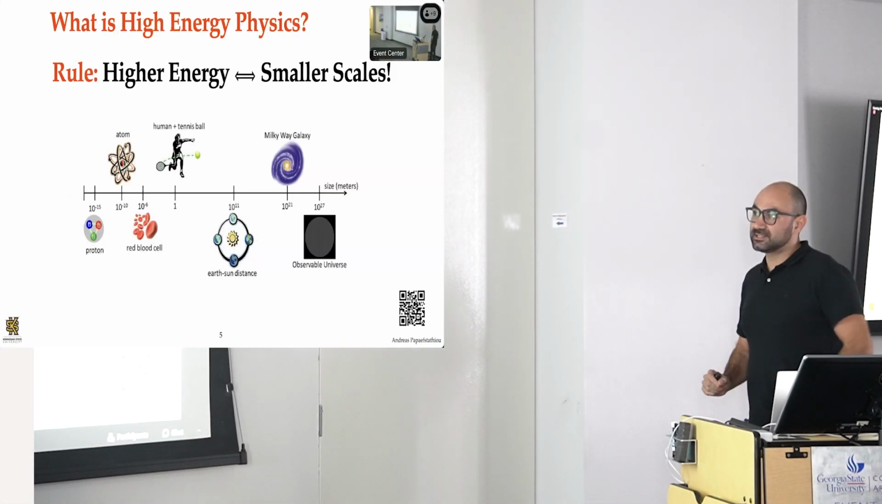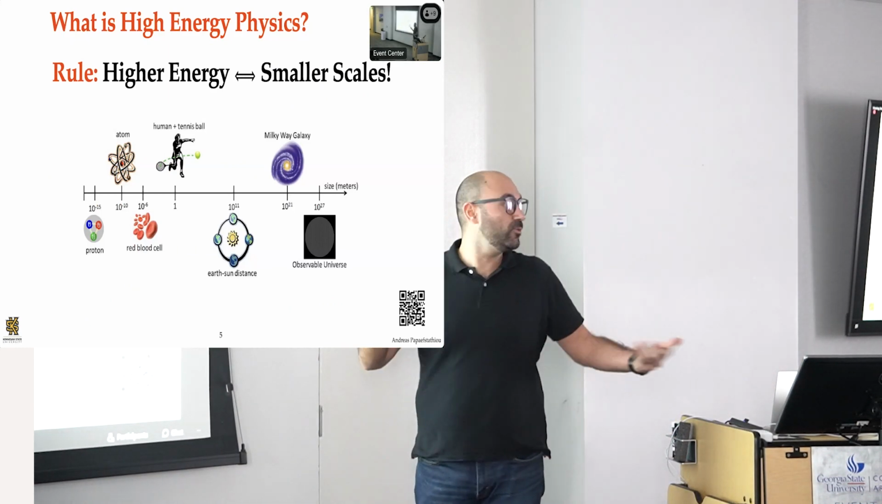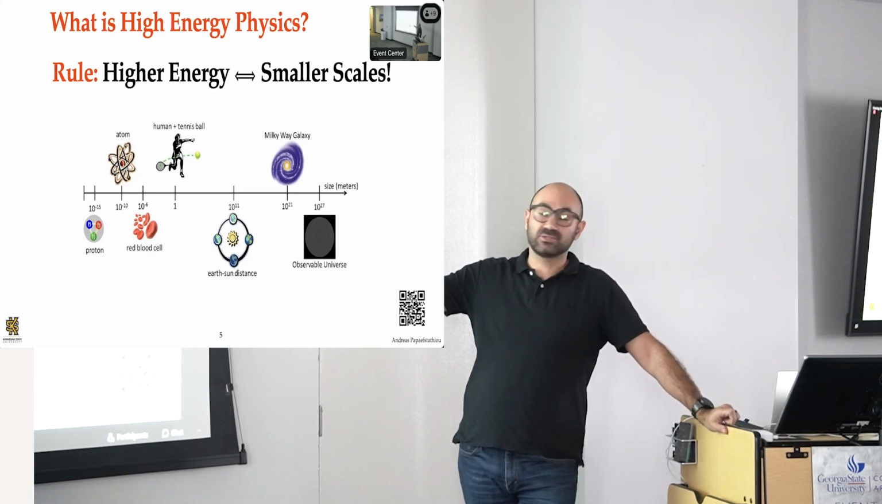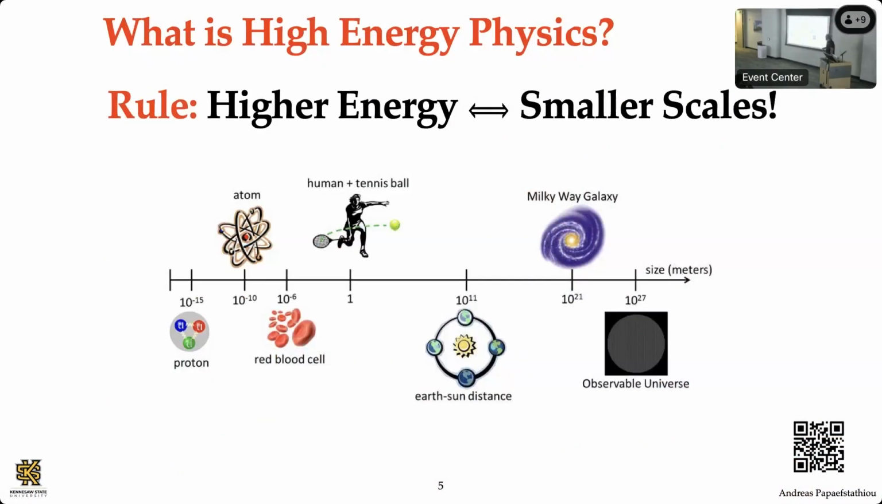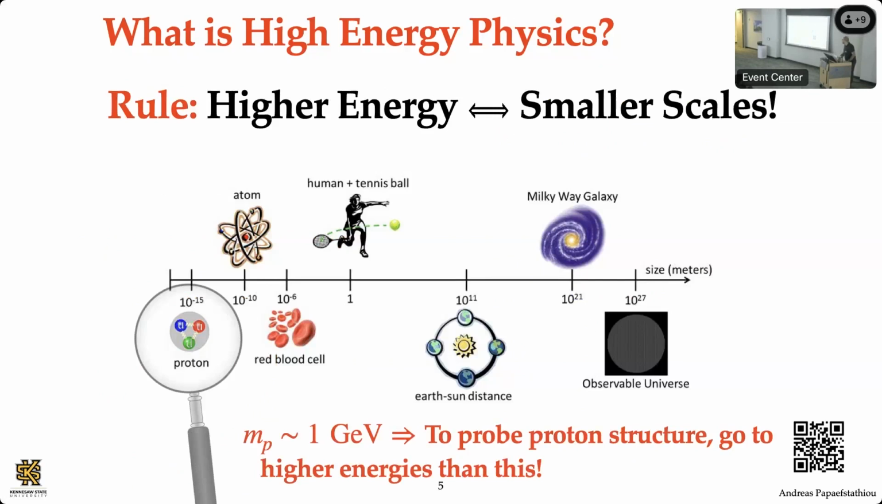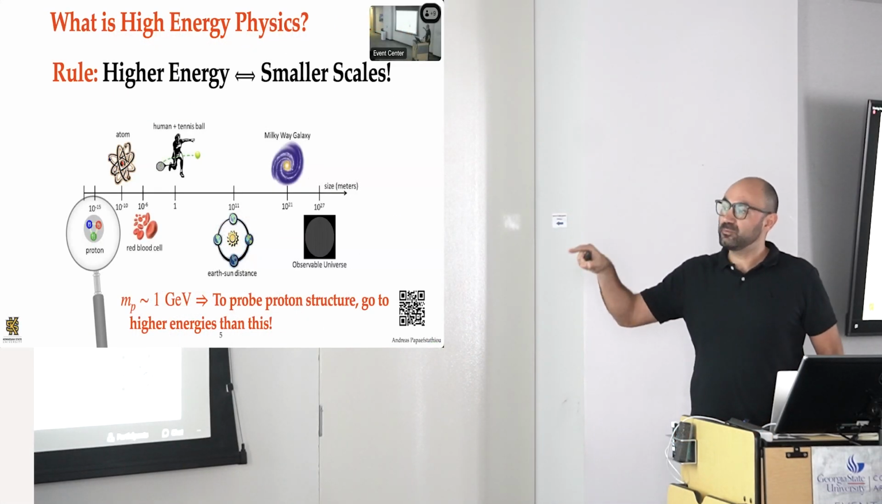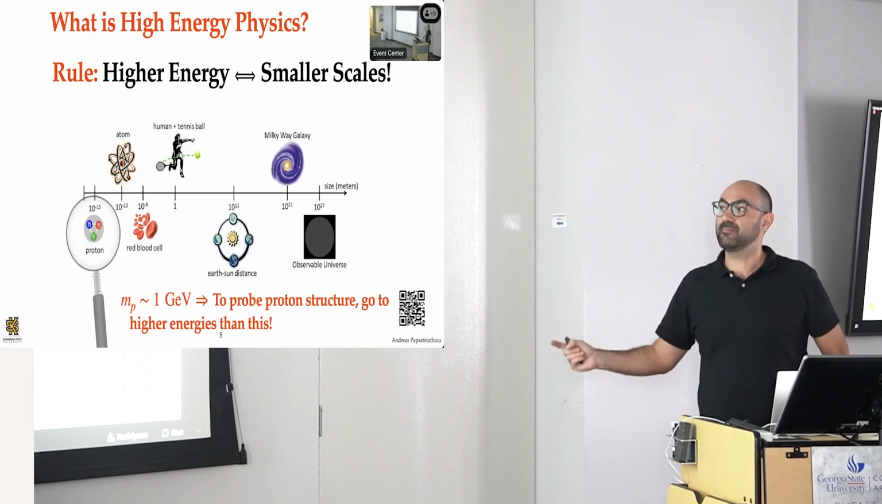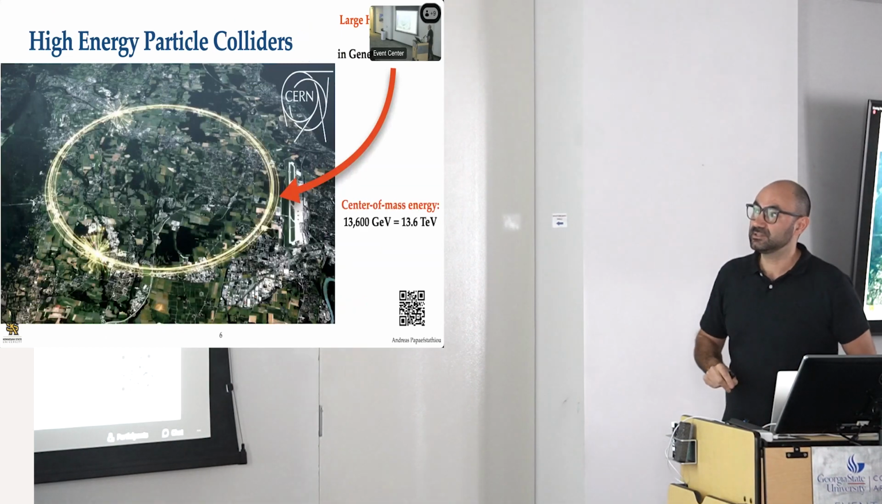Okay, so I want to discuss a rule that basically guides why go to high energy. Well, going to high energy allows us to probe smaller scales. So this is just, let's say, a fun diagram with various scales, and then with various objects at different scales. And if I zoom in onto the proton, the mass of the proton is 1 giga electron volt. That's, let's say, our favorite unit. So to probe the structure of the proton, we have to go to energies that are much higher than this. So that's what particle colliders aim to do.